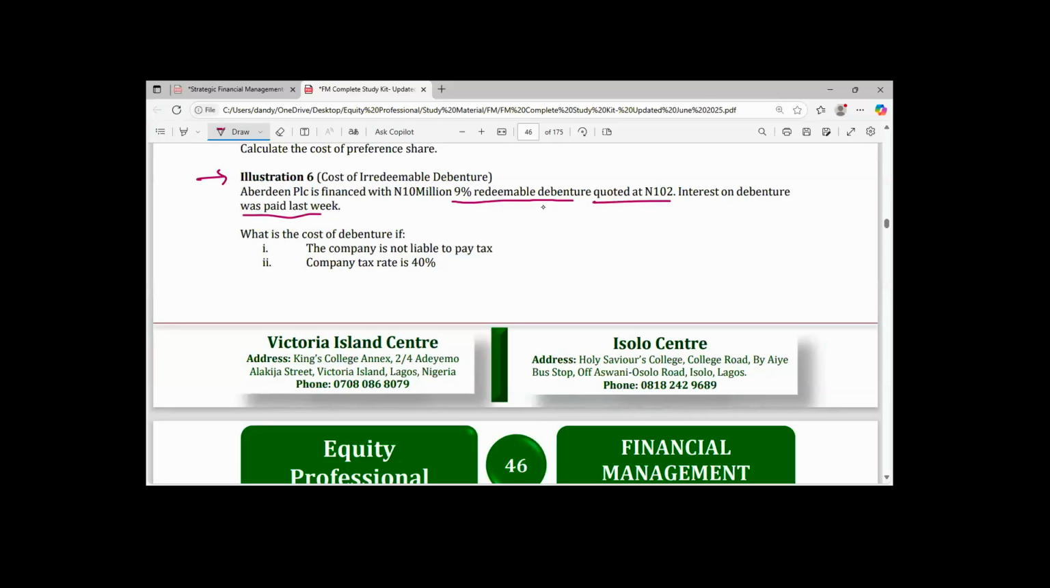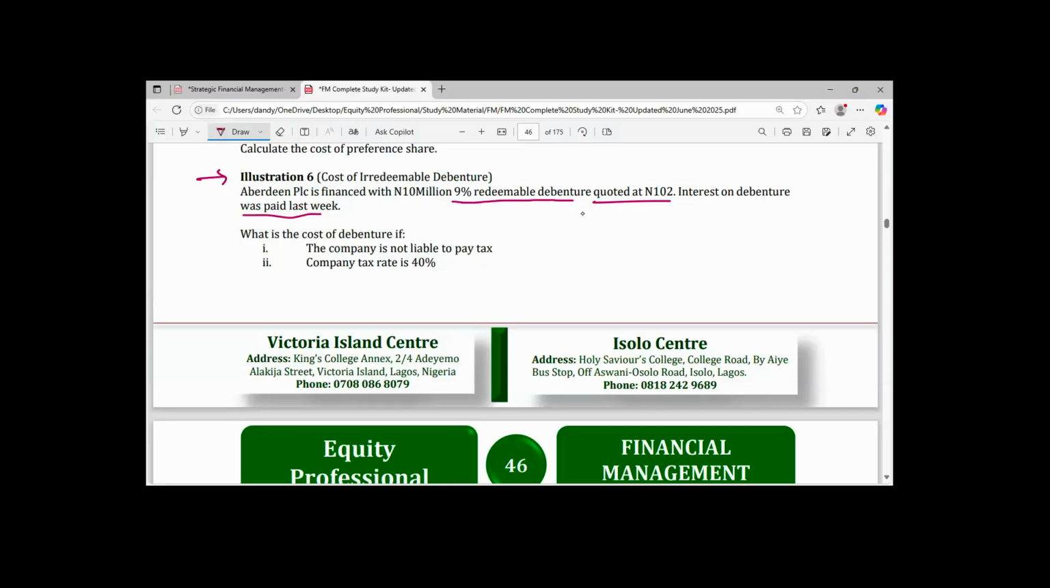if you are given the redemption date, that means it's a redeemable debt. But if the redemption date is not given to you in the question, you are going to treat it as cost of irredeemable debt, because you must be given the maturity date or the redemption date in the question. Now, in this particular question, even though the examiner has called it redeemable debenture, because I'm not given the redemption date, I know that I'm going to calculate cost of irredeemable debt.